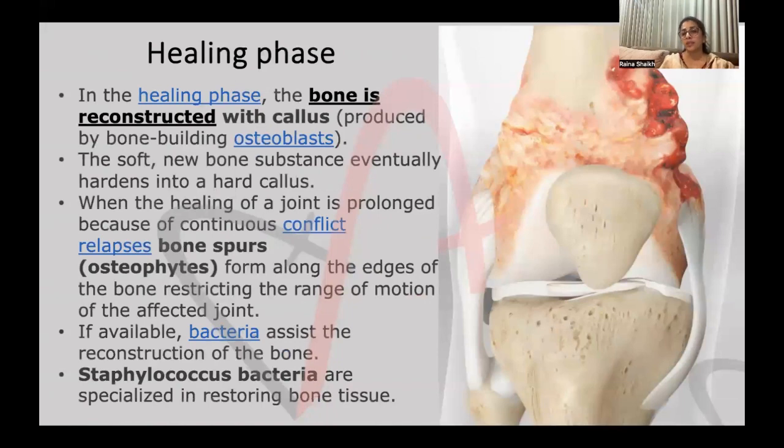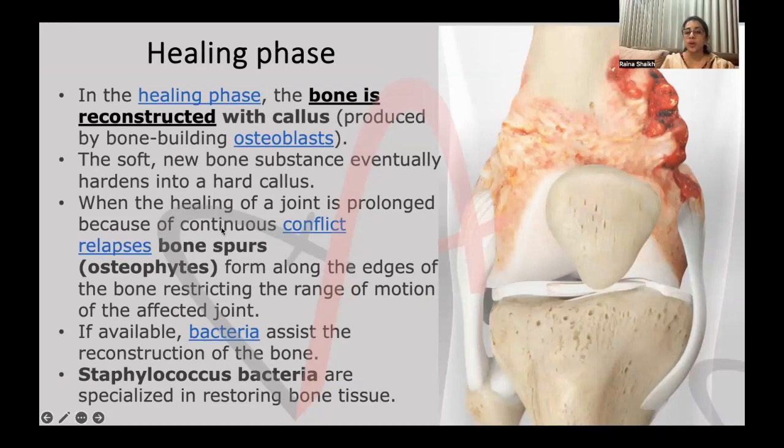Then comes the healing phase. Normally when you get stiffness, pain, redness and all, this is seen in the healing phase. When the conflict is active, you do not get the pain. But when the healing phase starts, there are changes around the bone, around the joint, and that is the time when you feel the pain. The bone is reconstructed with callus produced by bone-building osteoblasts. The soft new bone is formed, which eventually hardens into hard callus.